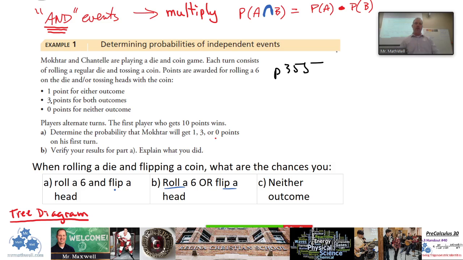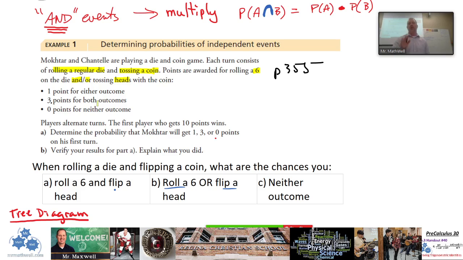All right. Mokhtar and Chantel are playing a die and coin game. Each turn consists of rolling a regular die, so it's 6-sided, and tossing a coin. So we've got rolling a die and tossing a coin. Points are awarded for rolling a 6 on the die and/or tossing heads on the coin. So here's how the points break down.